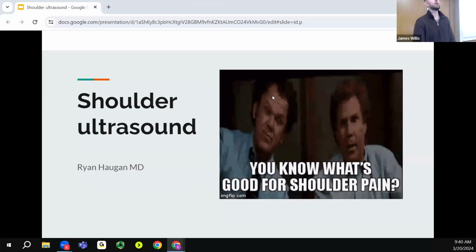Alright, everybody. We're going to talk about shoulder ultrasound today. Mostly we're going to focus on shoulder dislocation, do a little bit about blocks for reduction, and then the full exam we're probably not going to get to. If you guys are interested, you can ask me.